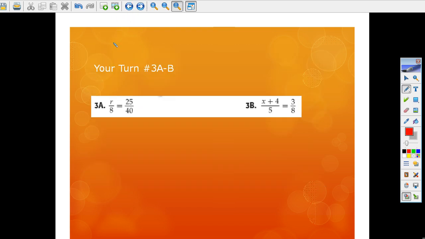So here's your turn, numbers 3a and 3b. Go ahead and do those two numbers and come back when you're done.